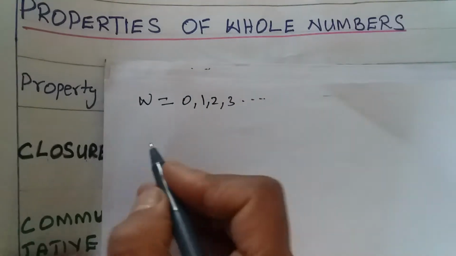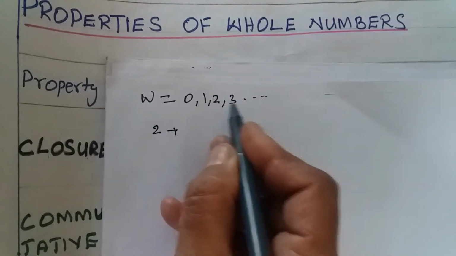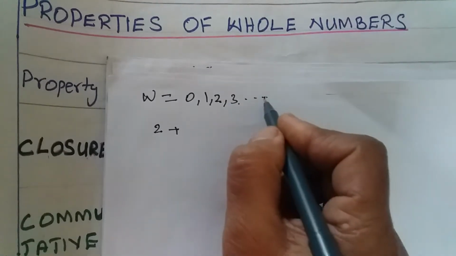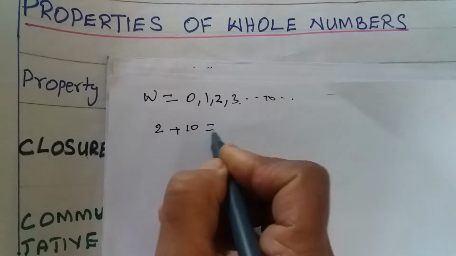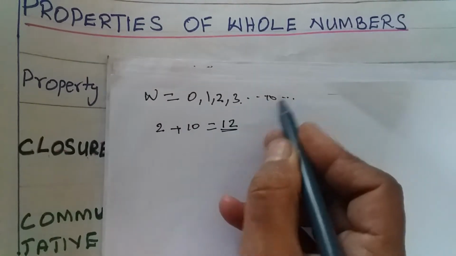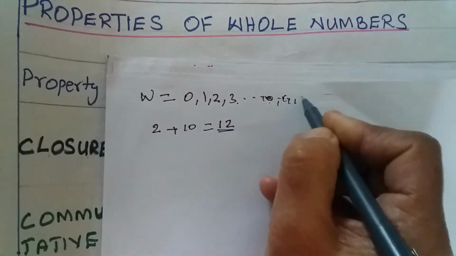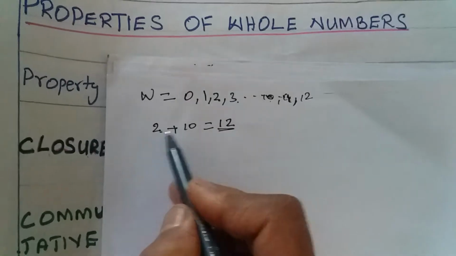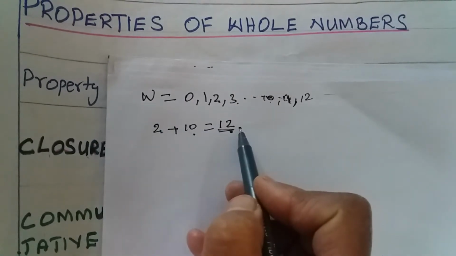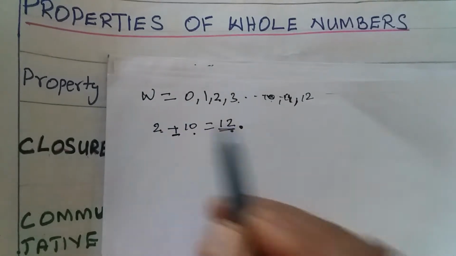We'll see an example. Suppose we are adding 2, which is a whole number because it is there in the set of whole numbers. 2 is there, 3 is there, it goes on, etc. You can take any bigger number also. For example, we'll take 10. 2 plus 10. 2 is a whole number, 10 is a whole number. 10 plus 2 is 12. It is also a whole number. Is this number there in W or not? After 10, we get 11 and 12. So this sum of two whole numbers is also a whole number. This is the meaning of closure property. So closure property is true for addition.